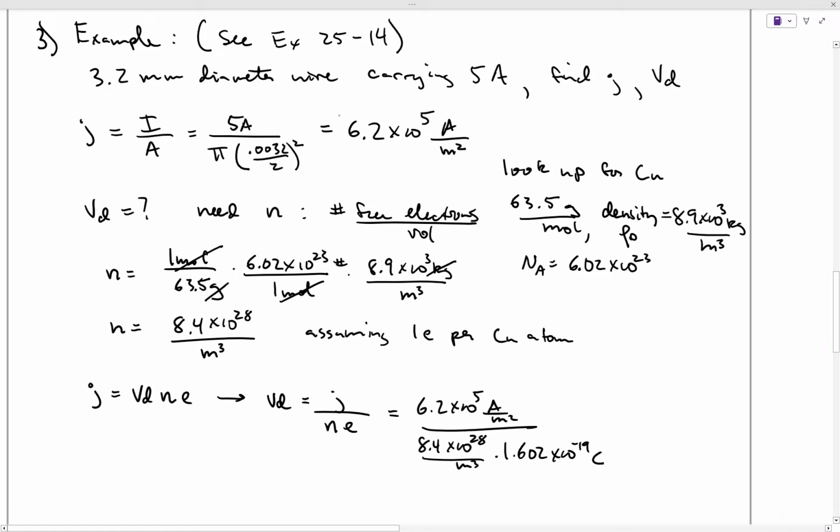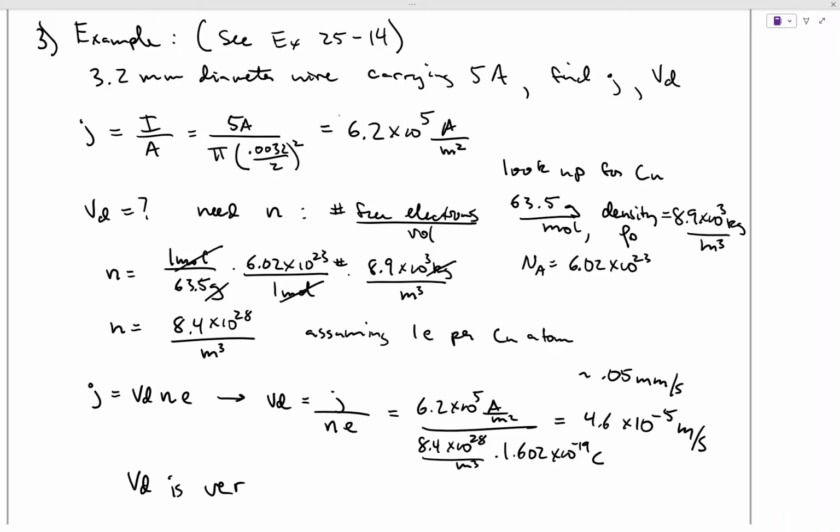And if we put these numbers together, what do we find? This gives us 4.6 times 10 to the negative 5 meters per second. So, in other words, this is like 0.05 millimeters per second. V_D is very slow. So this is interesting. The speed of the electrons along the wire is actually very, very slow.